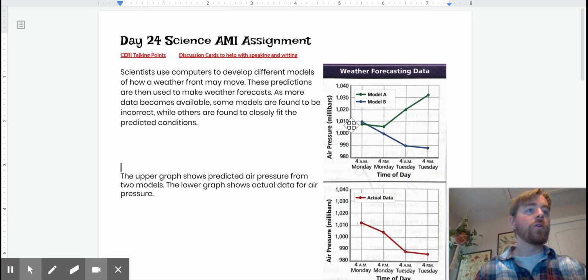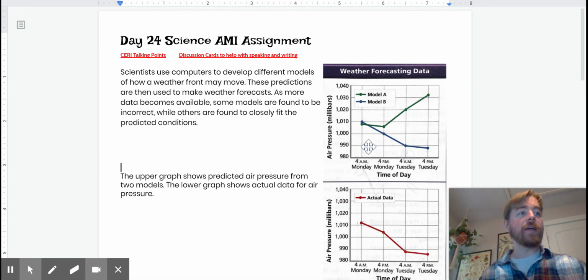We have Model A, which is the green line, and Model B, which is the blue line. So as we go from Monday at 4 a.m. to Monday afternoon at 4 p.m., into Tuesday in the morning and then Tuesday afternoon, we can see Model A shows the air pressure going down and then a pretty steady increase. Whereas Model B, the blue line, shows a continual decrease in air pressure all the way through the time period. Okay, so there are our two models. Those were our predictions made by the scientists.